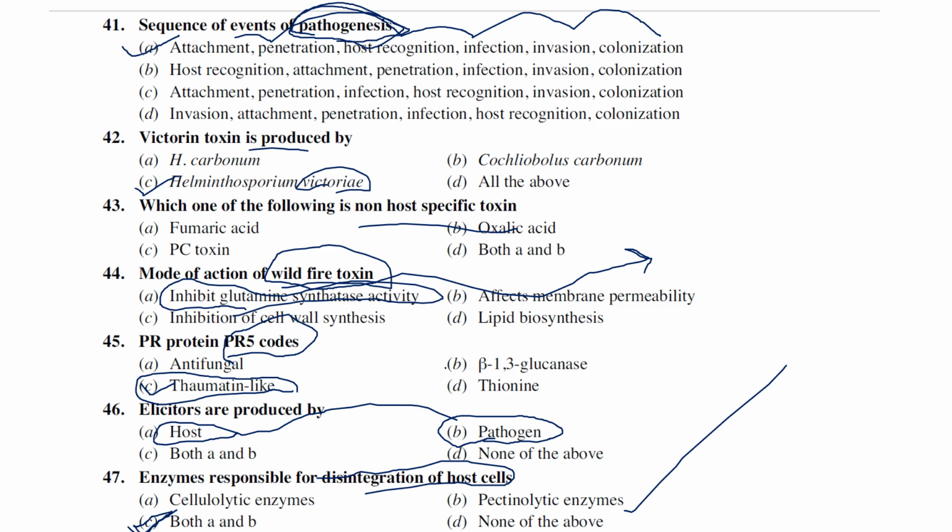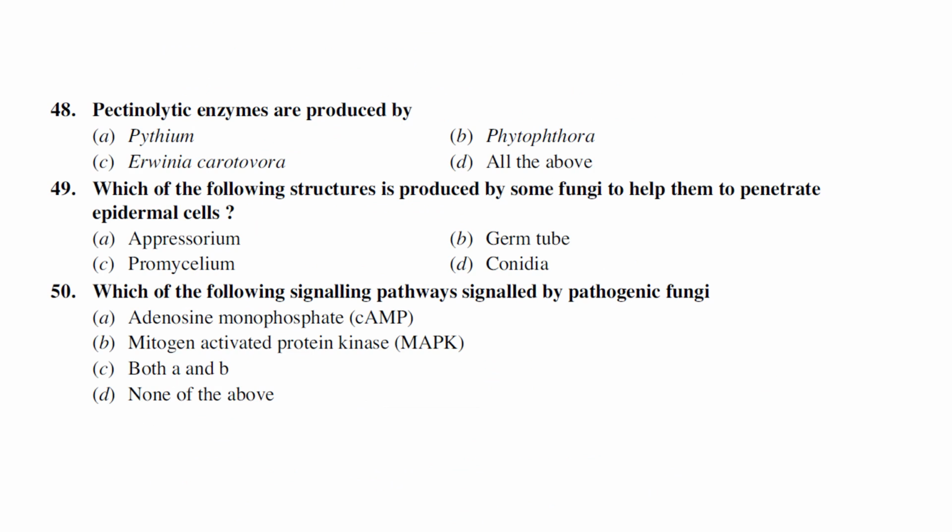Next one: pectinolytic enzymes are produced by which of the following pathogens? Just now I told you, soft rot of carrot, Erwinia carotovora, right? Pythium, Phytophthora, Erwinia carotovora, all the above. Generally, Erwinia carotovora produces these pectinolytic enzymes, but if you see Pythium-infected plants, you can also see some softening or disintegration of tissues. Phytophthora can do the same thing. So the answer is all the above, but you can go with Erwinia carotovora, which causes soft rot of carrot, Erwinia carotovora subspecies carotovora.